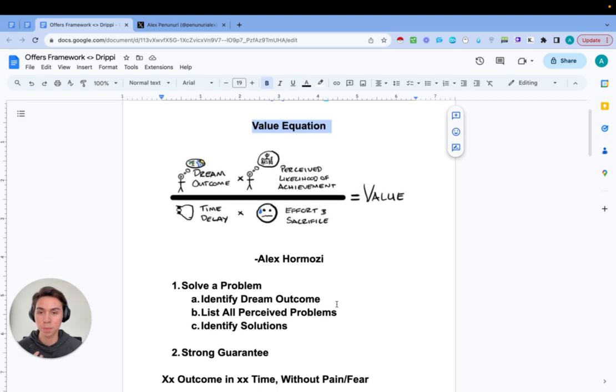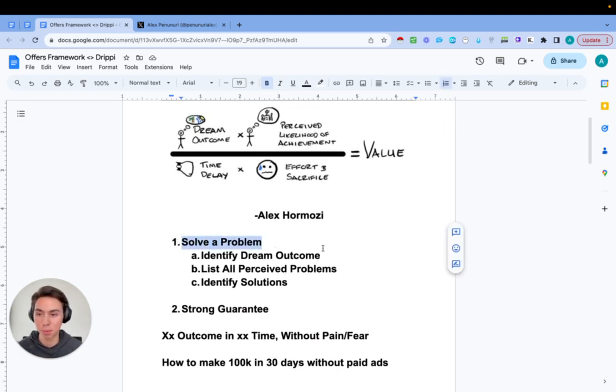So how do you do this? We need to first identify a problem. At this point, you should have already identified a niche and a service. Now we just need to get the offer down, right? So we need to identify a problem that your ICP might have, and then identify the dream outcome. What is the dream outcome? What is it that they want most, okay? Once you have identified that dream outcome, their vacation, you want to list all the perceived problems. In order to solve a problem, we need to see what it is that they want and why they can't get there, right?